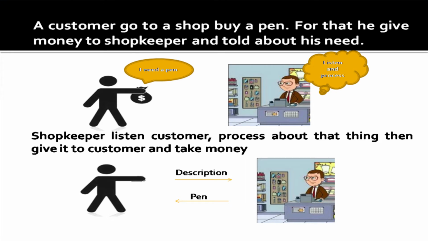Suppose a customer wants to purchase a pen. He will go to the shopkeeper and ask for the pen. After listening to him, the shopkeeper will find a pen according to the description given by the customer and give the pen to the customer. So here the description given by the customer is considered as input, and when the shopkeeper listens to him and finds the pen according to the given description, it will be termed as processing, and lastly the pen given by the shopkeeper to the customer is the final output.